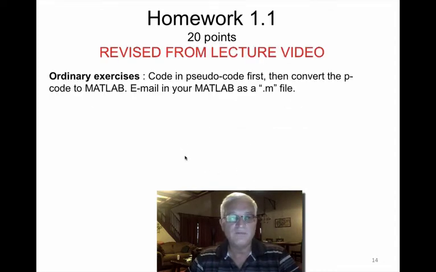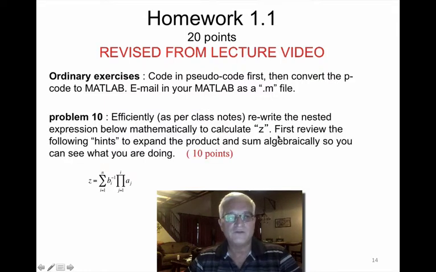First of all, it's worth 20 points, and we are going to do ordinary exercises in your section 1.1. So when you turn in your pseudocode, it needs to be in a PDF file, or anything else that you need to submit with it would be in the same PDF file. But your MATLAB programs must all be in their own individual M files. So please do that for each of the problems.